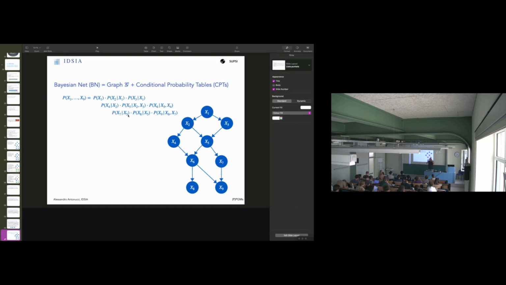Please. I'm sorry, it's a single factorization, you mean?